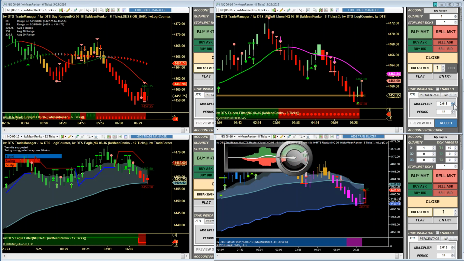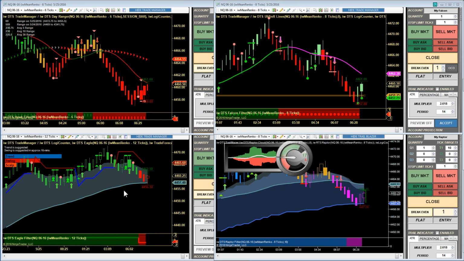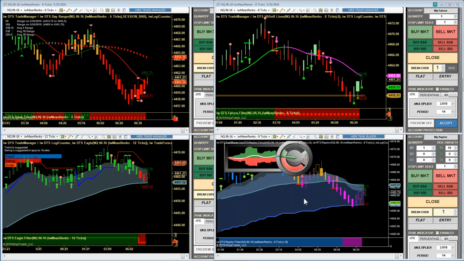What you're looking at here is the diversified trading system. I'll give you just a real quick overview. It's diversified because we're looking at the market from three different points of view. Here in the top left, we have the Hawk Scalper. Top right, we have the Falcon Swing Trader. Bottom left, we have the Eagle Trend Trader. And the bottom right, we have the latest addition to the DTS family. This is the Raptor. The Raptor actually incorporates elements of the Hawk Scalper and the Eagle Trend Trader all into one trading tool.